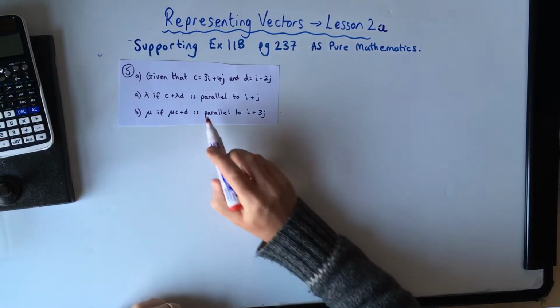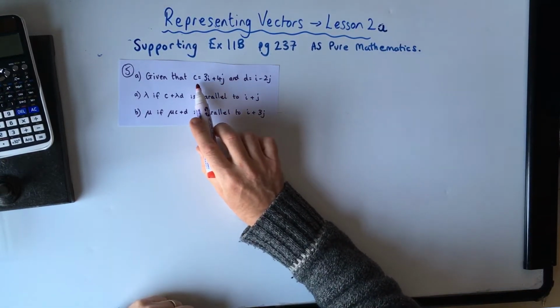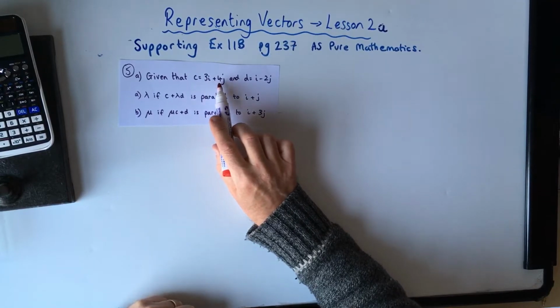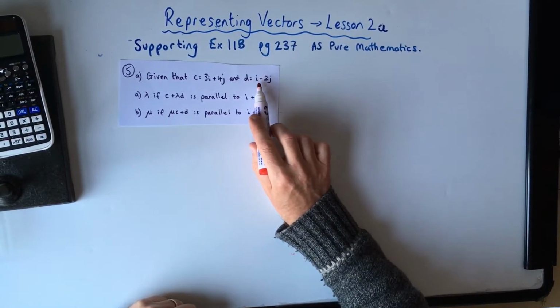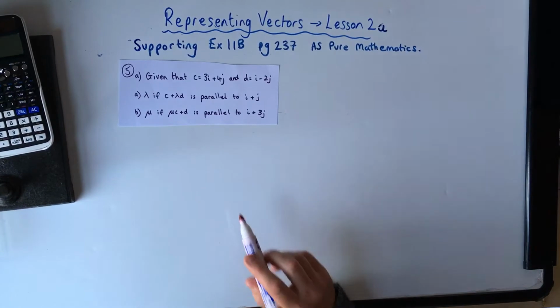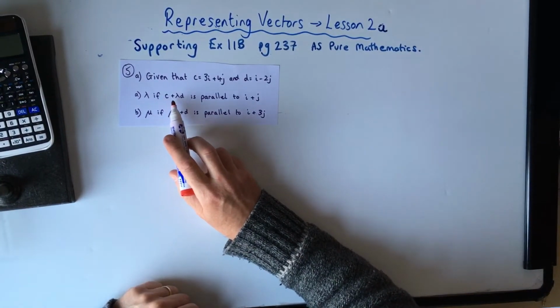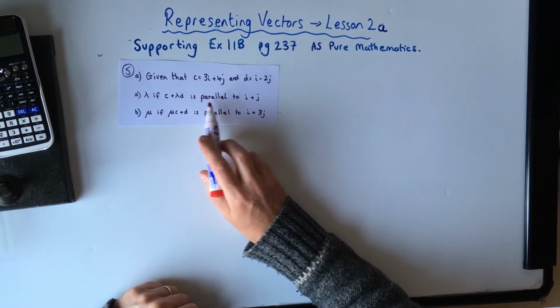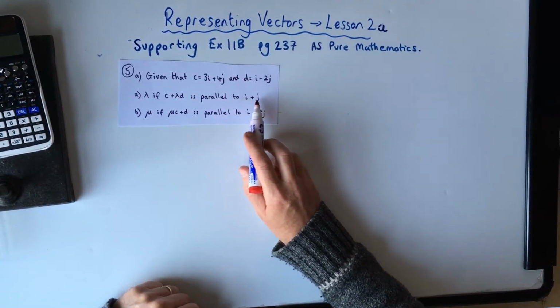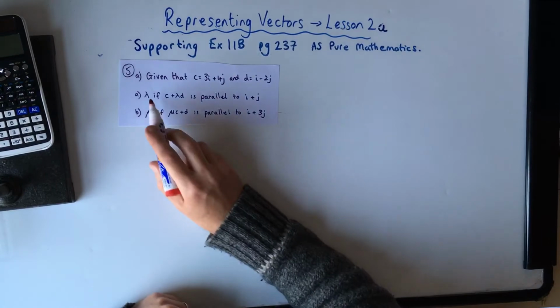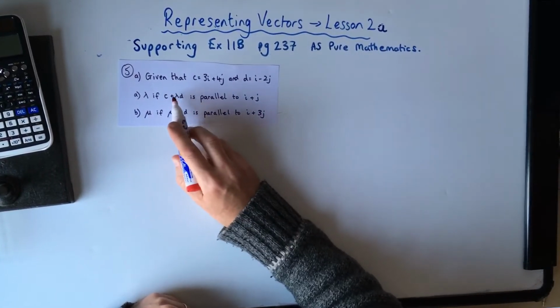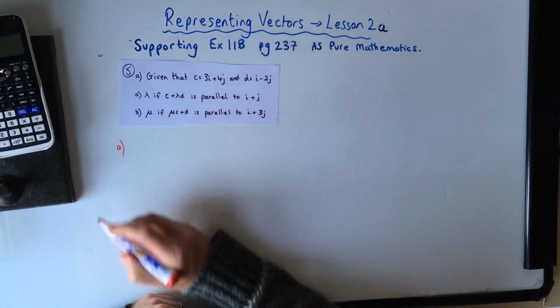Okay. Given that c is 3i plus 4j and d is i minus 2j, you've got to find lambda if c plus lambda d is parallel to the vector i plus j. Okay, well, let's just work this out, the same as we did before. So we'll do part A.